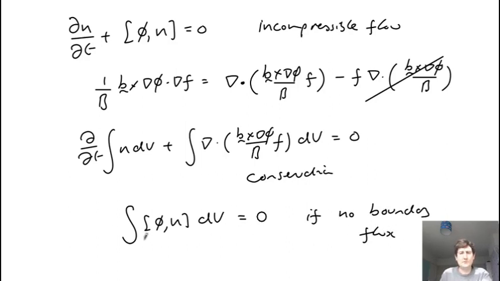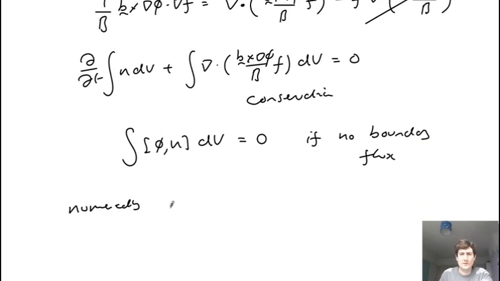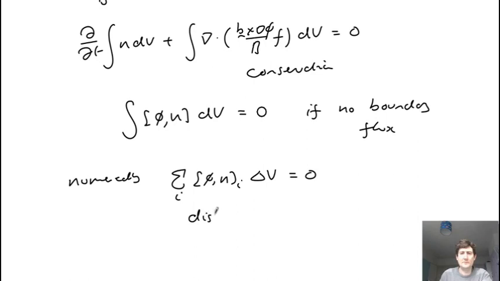And so different choices of implementations, if you calculate this numerically, this becomes a sum. So you have basically a sum over all your grid cells of this term phi n evaluated at each grid cell, times the volume of the cell, delta V, the volume of each cell. That should be equal to 0 if you sum over your whole grid. This is like the discrete form of this conservation law.